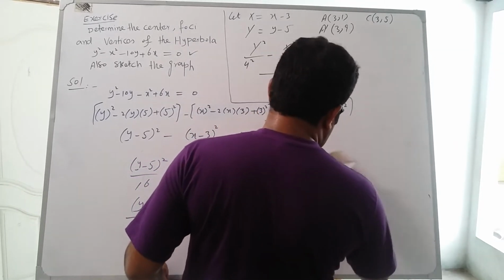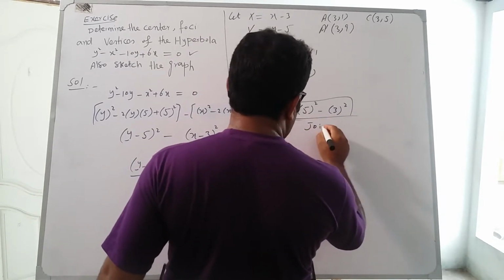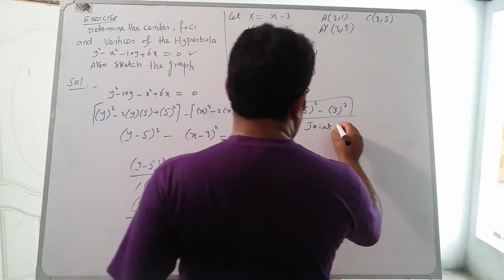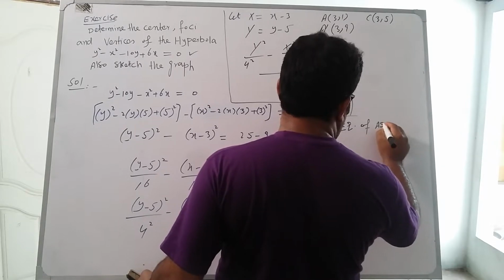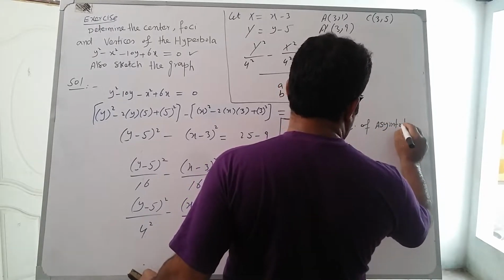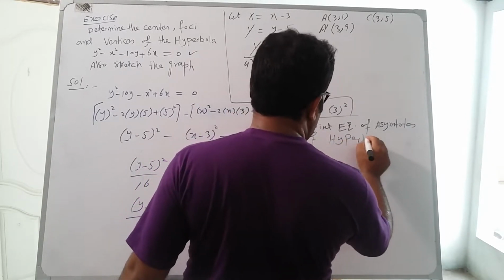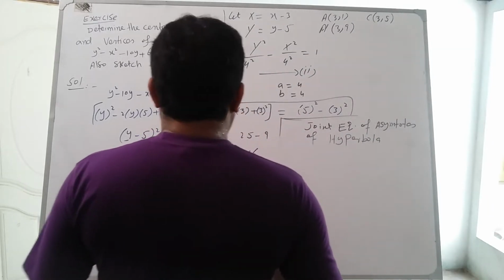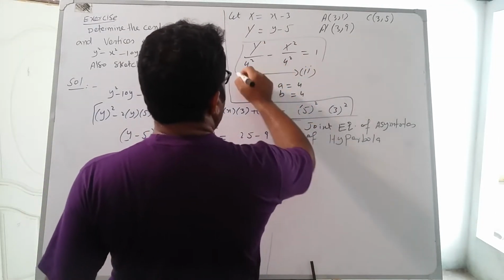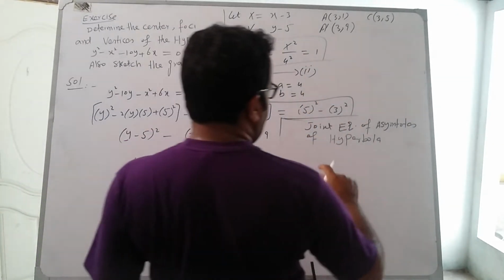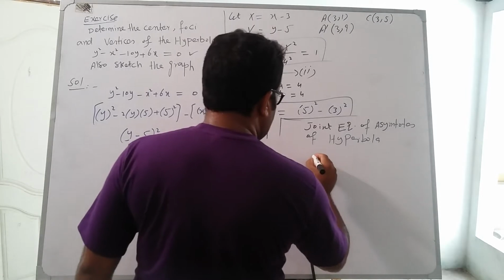Now the joint equation of asymptotes of the hyperbola. For the joint equation of asymptotes, we put this equation equal to 0 according to the rule of joint. To find the joint equation of asymptotes of the hyperbola, we will put it equal to 0.